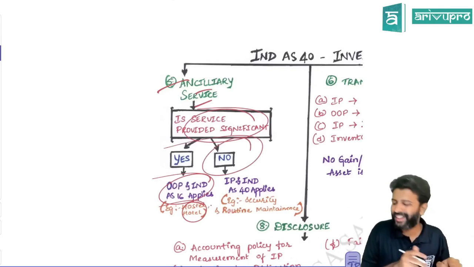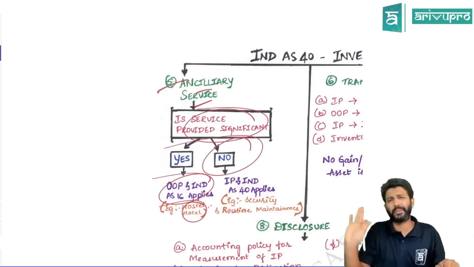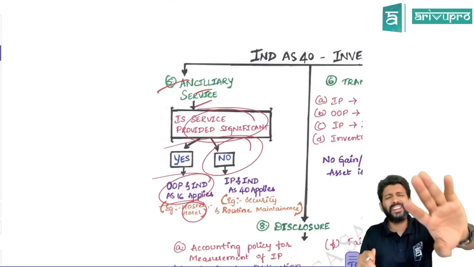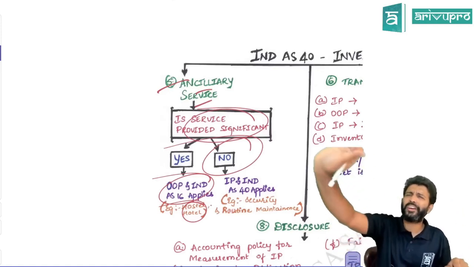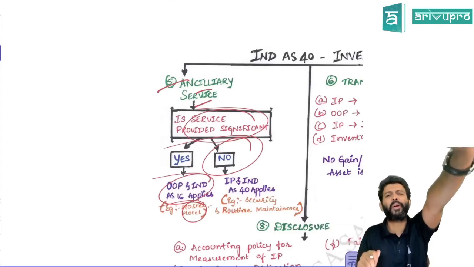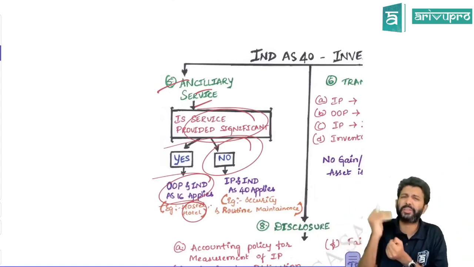However, if the service provided is an insignificant portion, let's say there is a building, and we let it out. Along with letting it out, we told our tenants we'll also give maintenance service. We have appointed a security guard. We have let out the property and we have appointed a security guard. We're giving some security service.